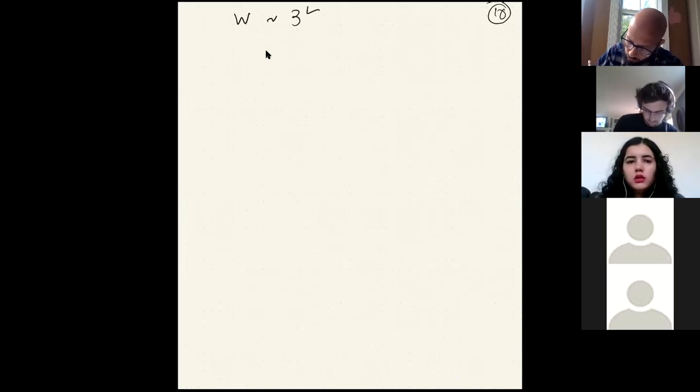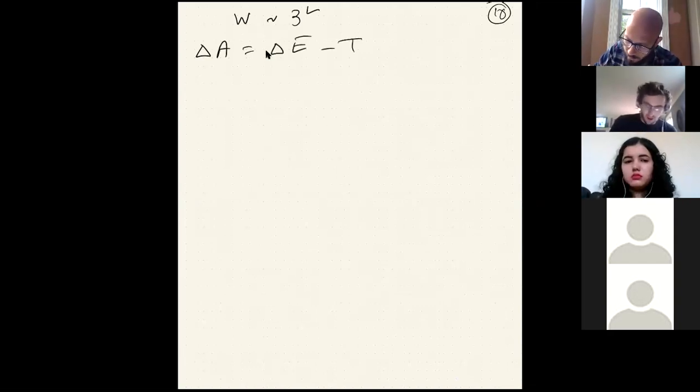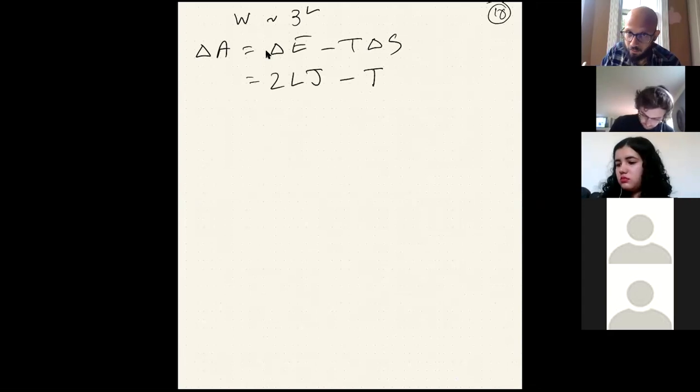So now we can calculate delta A as delta E minus T delta S. Then how much was delta E? That was 2LJ. And this is minus T.